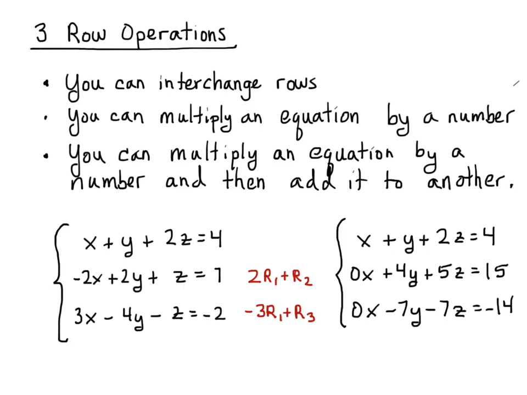So this is the first step in what we want to do: we want to eliminate all the x's in the second and third equations. We really don't even have to write the 0x, though perhaps it's clearer if we do. The next thing that we want to do is eliminate this 7z.